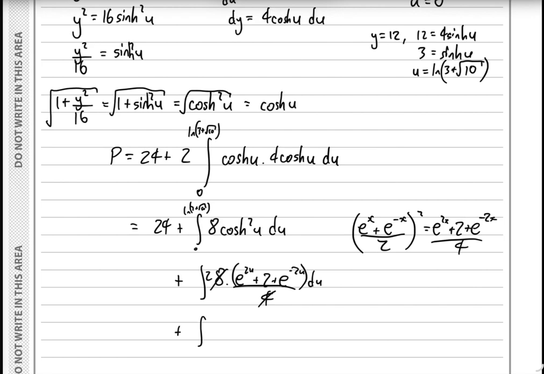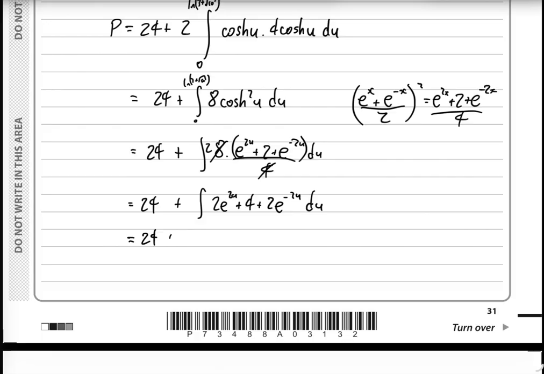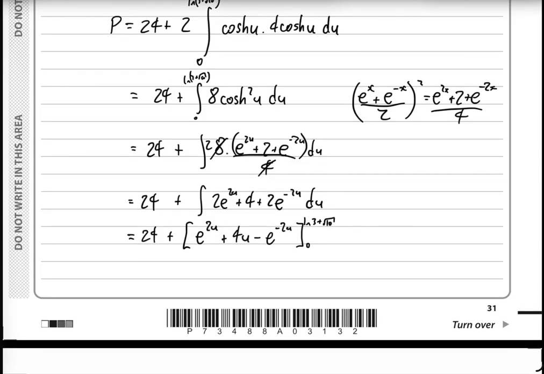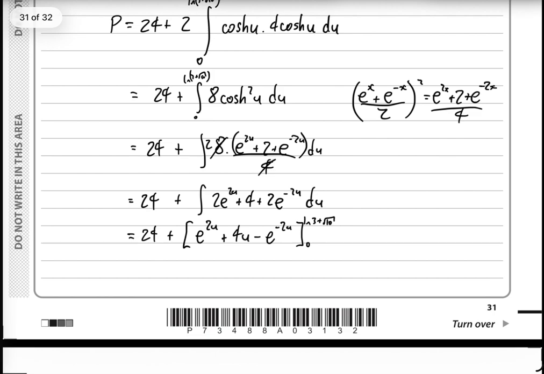So we're going to do 2e to the 2u plus 4 plus 2e to the minus 2u du, which is much easier to integrate. We've got 24 plus e to the 2u plus 4u minus e to the minus 2u, from 0 to log 3 plus root 10. This does not look like it's going to be nice to plug in the limits. Let's do it nice and carefully.